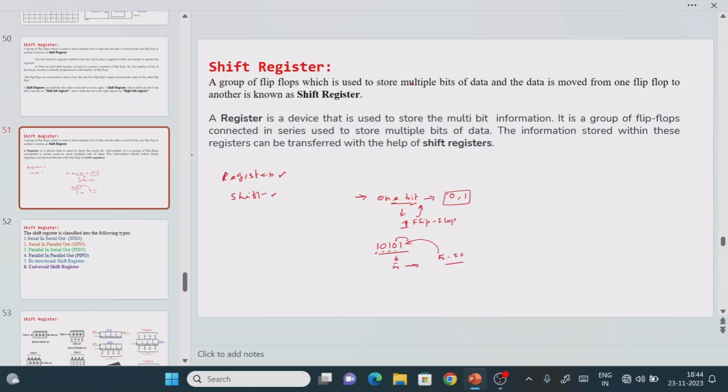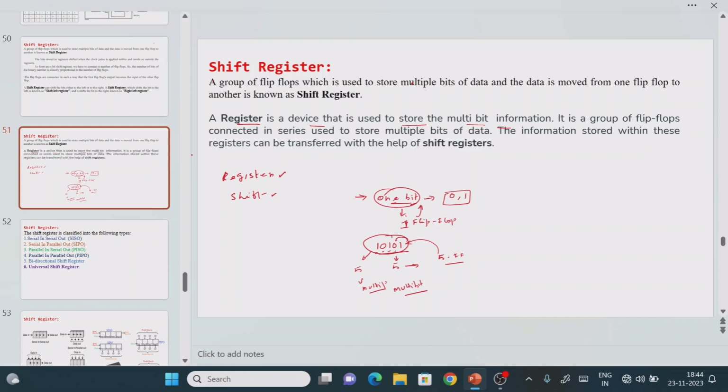Now we'll see what is the meaning of the register. A register is a device that is used to store multi-bit information. In this case I am going to store only 1-bit information, but in this case I am going to store 5-bit information. So it is what we call multiple-bit or multi-bit information. Register is something like a memory device where we can store multiple bits of information. That is the definition of the register.